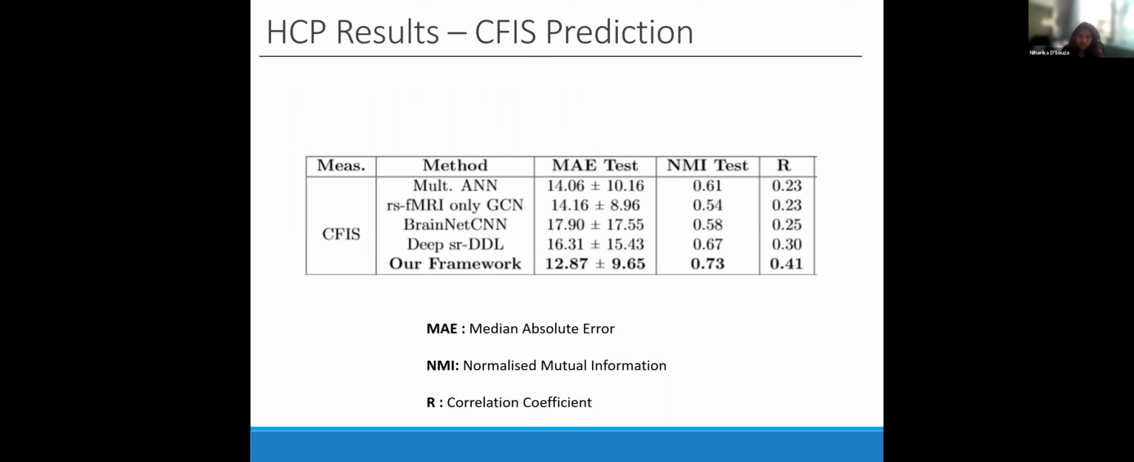This is the performance on the HCP dataset. We can observe that for the test examples, our framework outperforms all of the baselines in terms of qualitative as well as quantitative measures and suggests improved generalization.